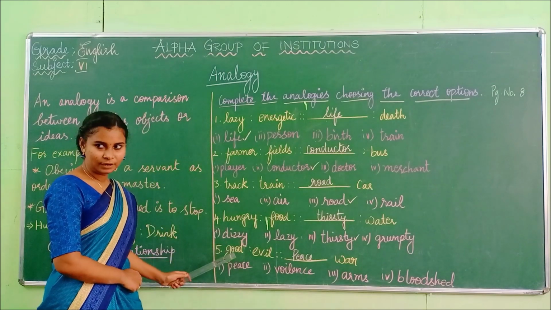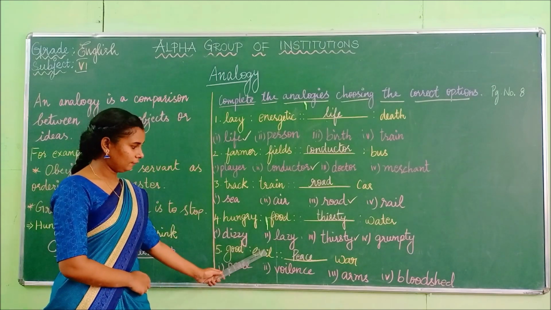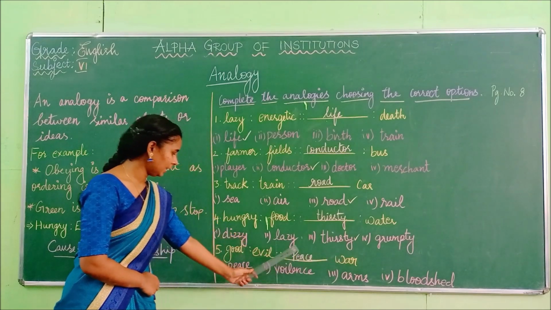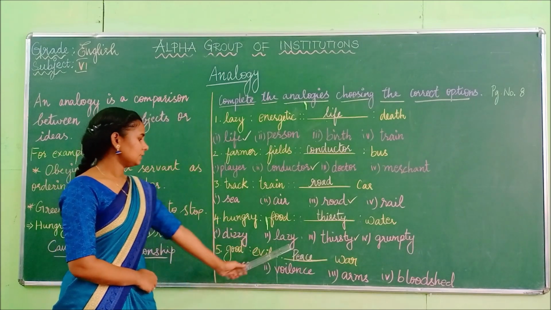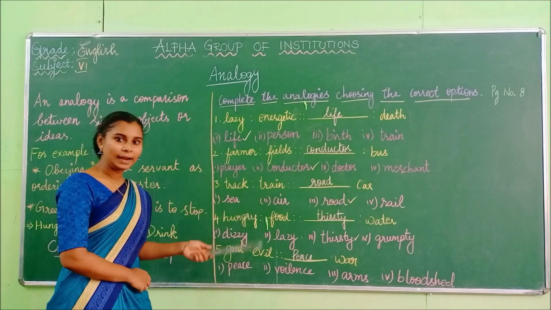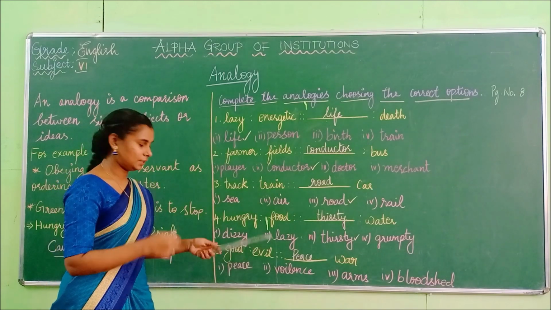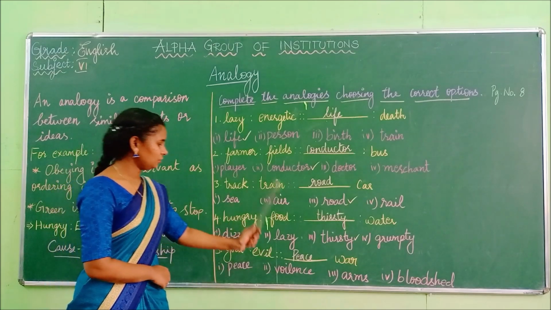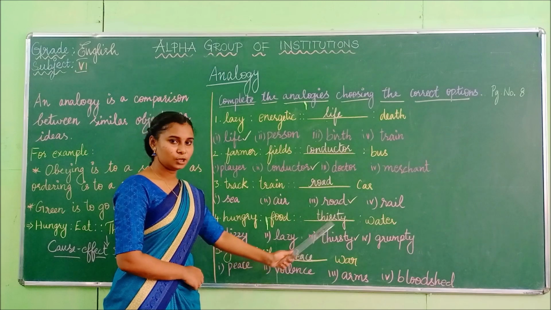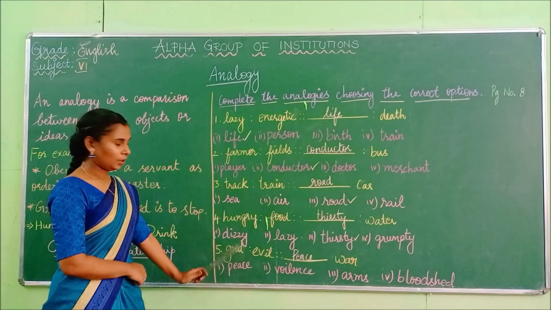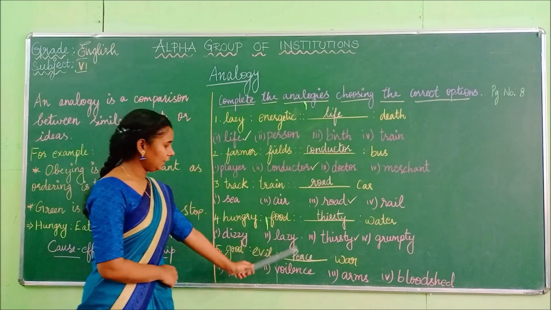Okay, the next one we have got good, evil, and peace, war. So what is the answer here? Peace. Peace is the answer. So what type of analogy is this one? This is the antonyms, isn't it? It's the opposites. So good is the opposite of evil, and peace is the opposite of war. So which indicates the antonym. Okay, good, evil, peace, war.